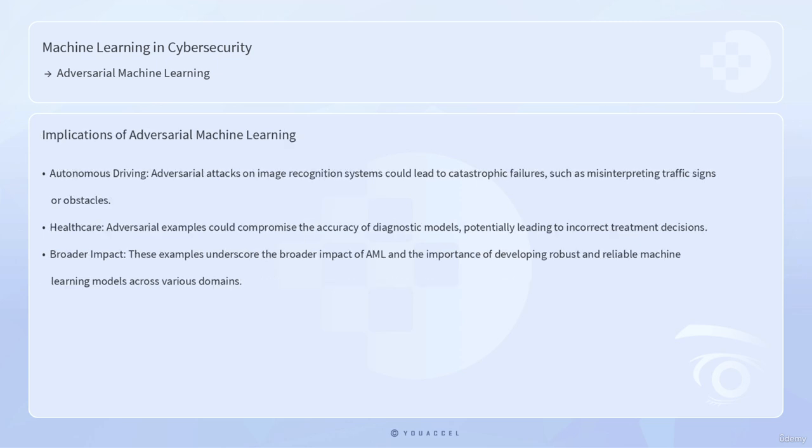The implications of adversarial machine learning extend beyond cybersecurity. In autonomous driving, for instance, adversarial attacks on image recognition systems could lead to catastrophic failures, such as misinterpreting traffic signs or obstacles. Similarly, in healthcare, adversarial examples could compromise the accuracy of diagnostic models, potentially leading to incorrect treatment decisions. These examples underscore the broader impact of AML and the importance of developing robust and reliable machine learning models across various domains.